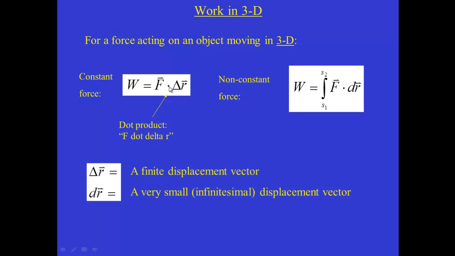Now, the delta r, in this case, serves the same purpose that delta x did for one-dimensional work, but this now is a displacement vector because it takes us from the initial to the final point along some direction in space. dr in the integral expression on the right-hand side means a very, very small displacement vector. And the answer that we get is exact for the work in the limiting case where that displacement vector becomes infinitesimally small.